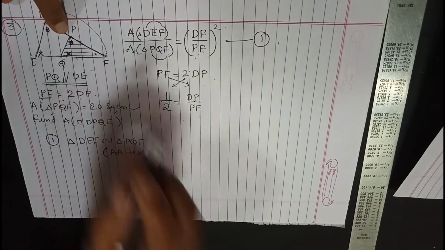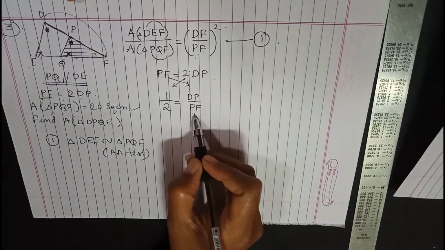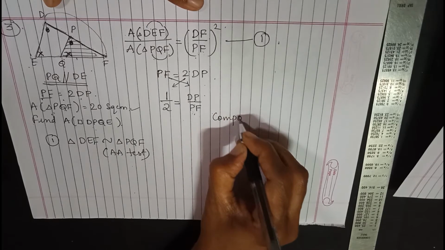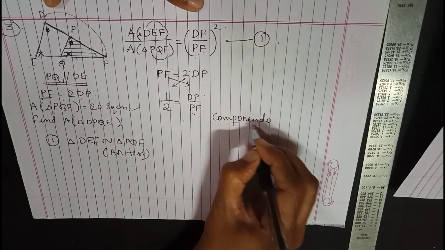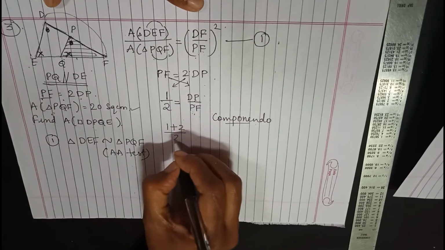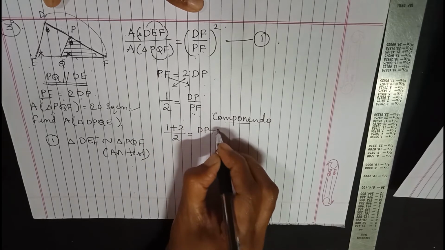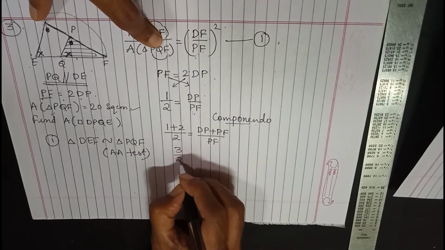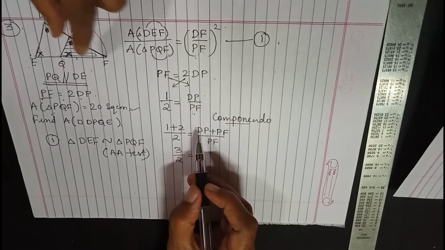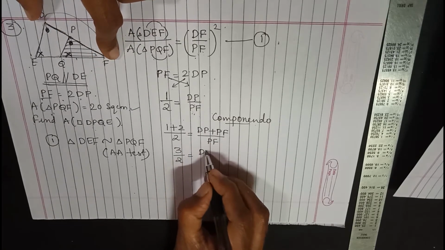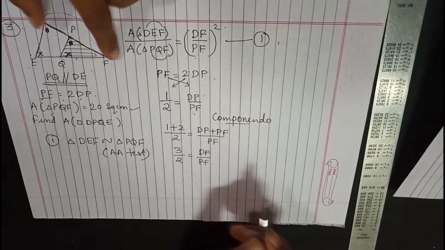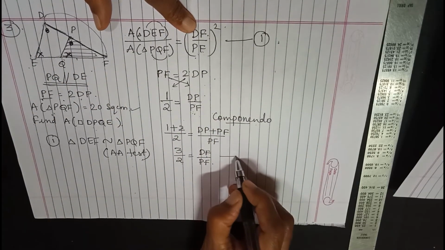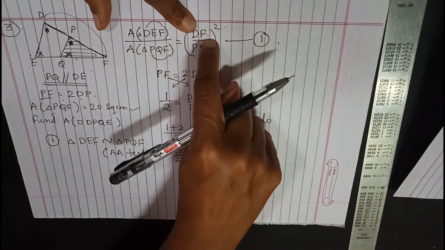So I have to add PF, but PF is in the denominator. So when you add the denominator to the numerator, that is called componendo. So here we will be using componendo. So we get 1 plus 2 upon 2 is equal to DP plus PF upon PF. So 1 plus 2 is 3. 3 upon 2 is equal to, you can see DP plus PF is nothing but DF. So DF upon PF. Now you can see we got the ratio that we want, DF upon PF as 3 upon 2. So now this we will substitute in this equation.